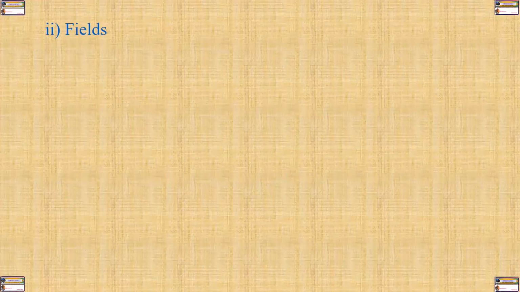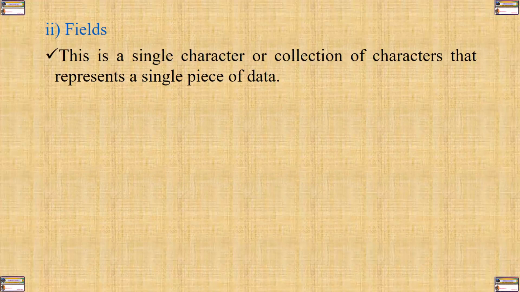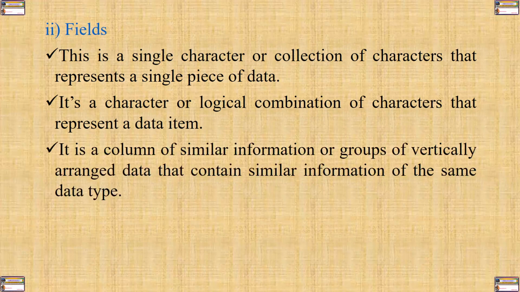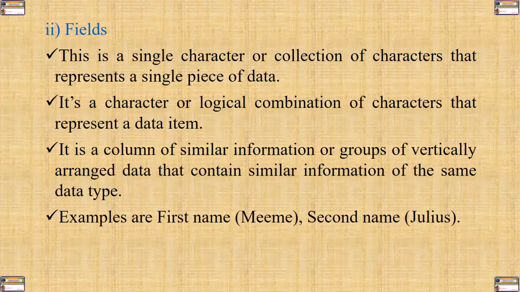The second is fields. This is a single character or a collection of characters that represents a single piece of data. It's a character or logical combination of characters that represent a data item. It is a column of similar information or groups of vertically arranged data that contain similar information of the same data type. Examples are first name. So first name, for example, Meme, is composed of several characters. Second name, Julius. So first name is a field. Second name is a field.